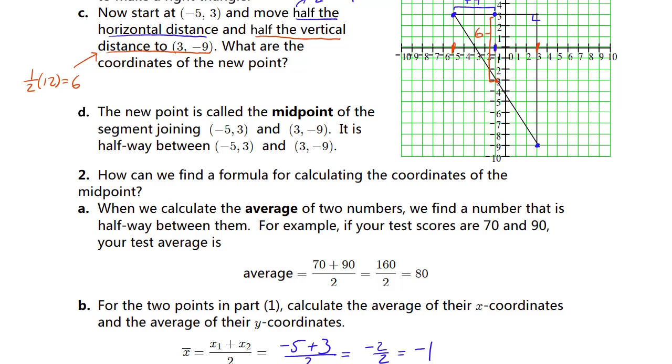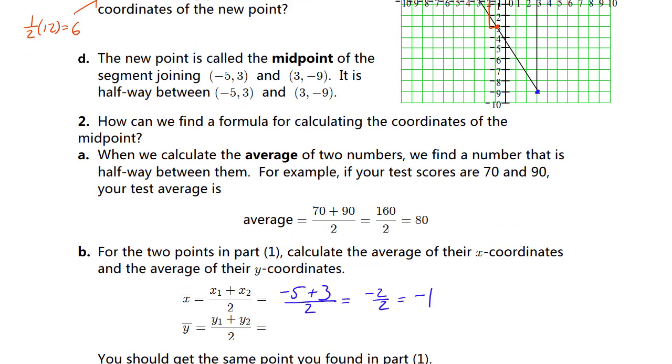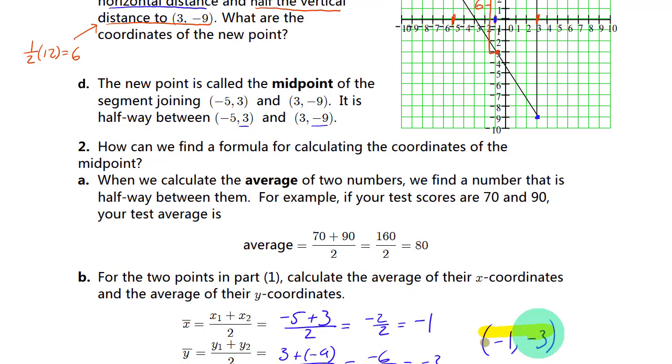Let's do the same thing with the y-coordinates. The y-coordinates we had were 3 and -9. So we're going to do 3 plus -9, and divide that by 2 because you have two numbers. That will give you -6 over 2, which is -3. And that is the y-coordinate of where we ended up. So that is the point -1, -3. And yeah, it looks like we got that right there.